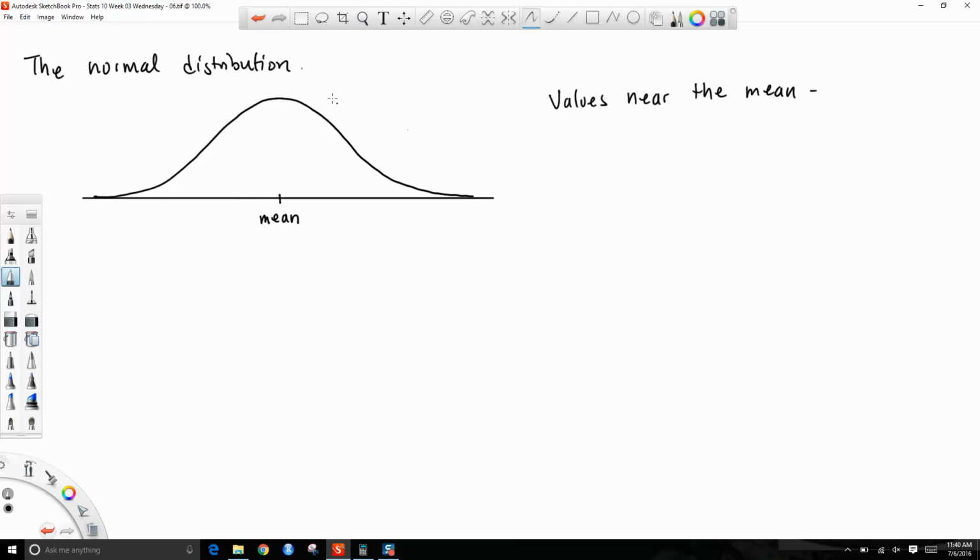So values near the mean, are they common or uncommon? Common, because the density curve is the tallest there, okay? So values near the mean appear with the highest frequency. Where values far from the mean, so out here or down here, appear with the least frequency, or with lower frequency.